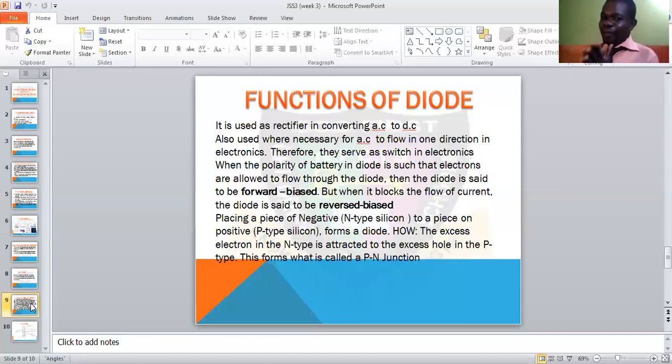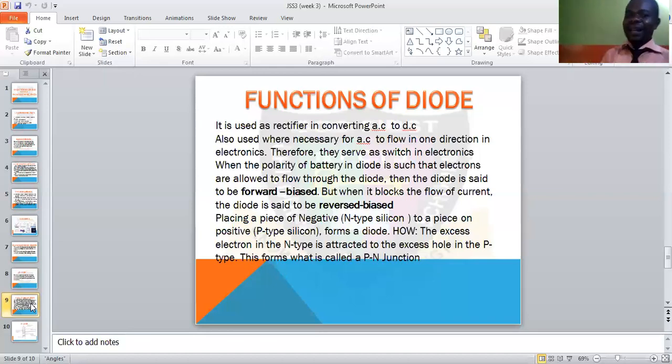When the polarity of the battery is such that the battery is fixed in a way that current, or electrons, are allowed to flow through the diode to be going, then the diode is said to be forward biased. When it is blocked and the current is not allowed to flow to be going again, it is called reverse bias. We have the forward bias and the reverse bias diode.